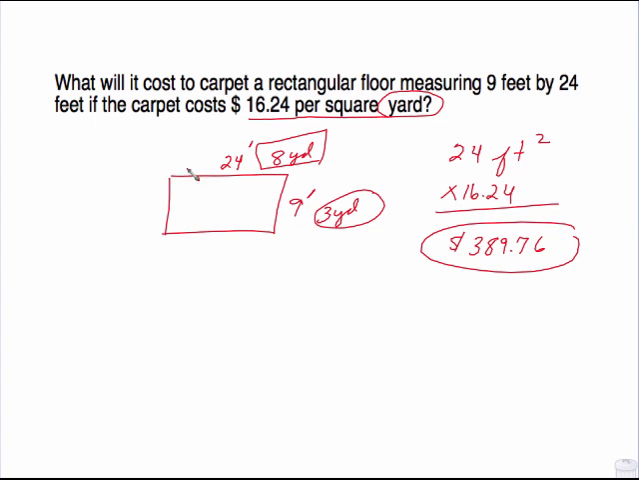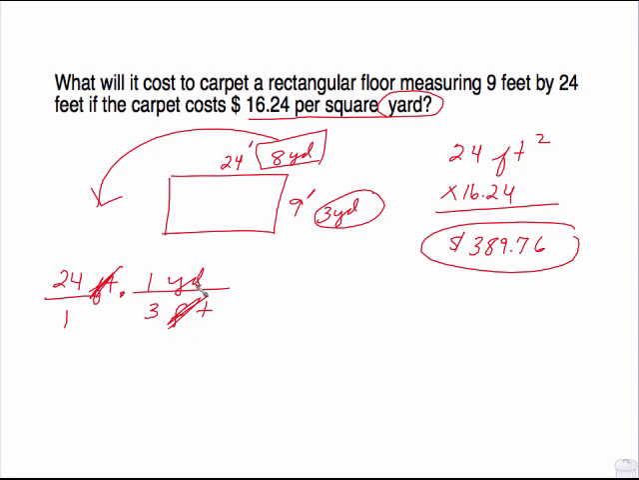And if I multiply that up, this is $384. Instead of dividing by 3, I could have done our unit fraction idea, 24 feet over 1. I need feet to disappear. I want to introduce yards. There's 3 feet in 1 yard. Feet goes away. There's my unit of yards staying. 24 over 3 is 8. So you can do it that way also.